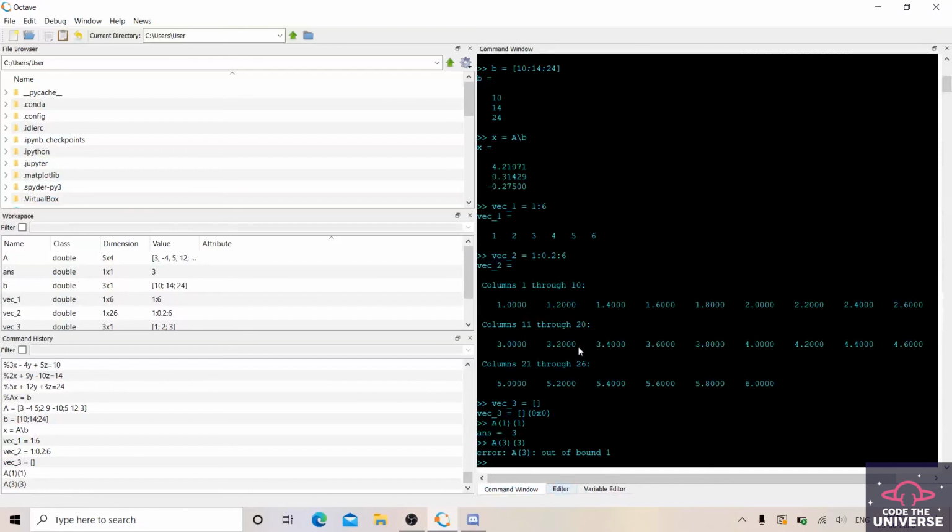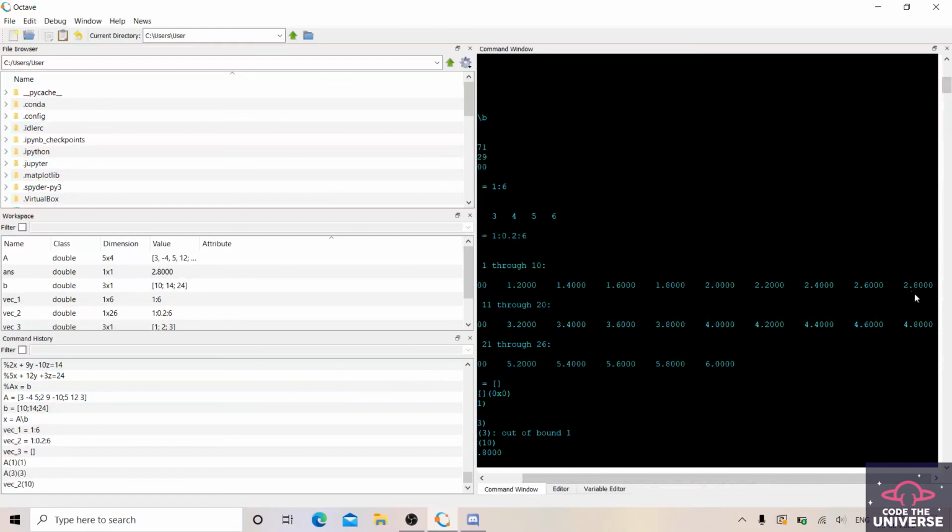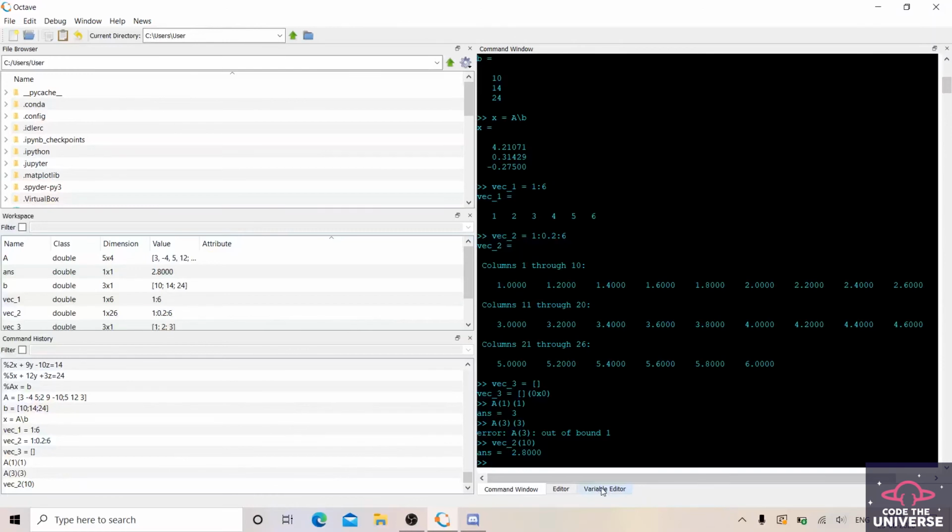I'll give you another example using a vector. Let's say we have vec2, and we need the 10th element of vec2. I'm going to type vec_2(10), and it's going to give me the value 2.8, signifying that 2.8 is the 10th value in my vector here. I hope indexing is clear for you now. Just play around with this stuff and you should get used to it. It's not a very difficult thing.